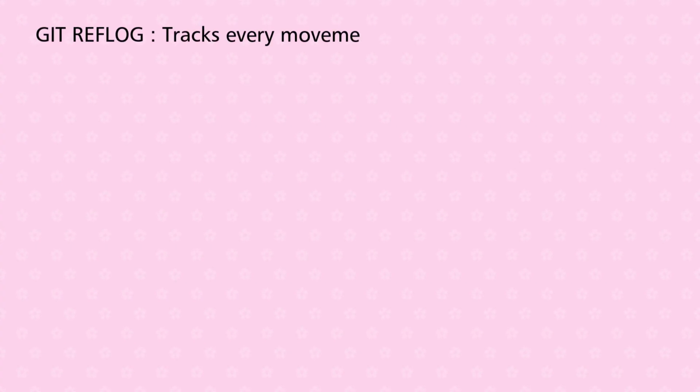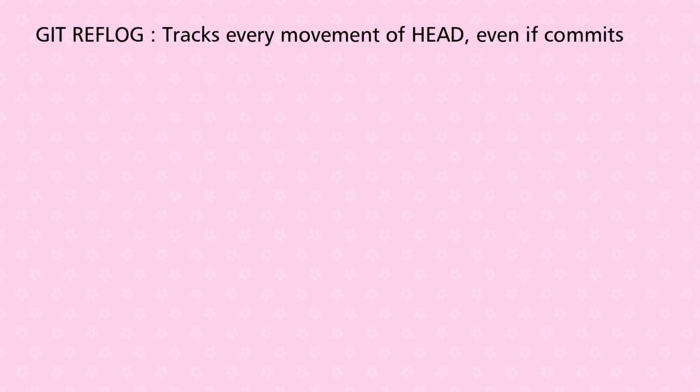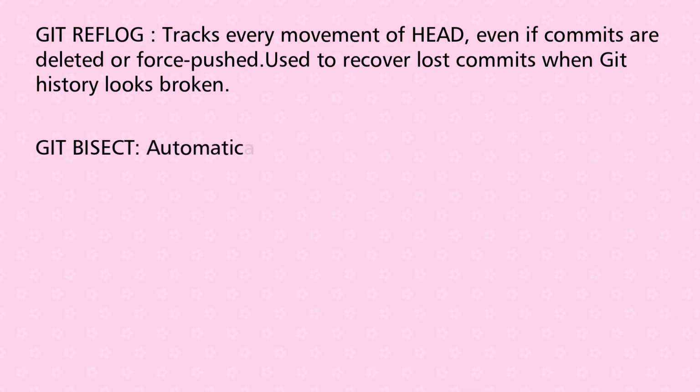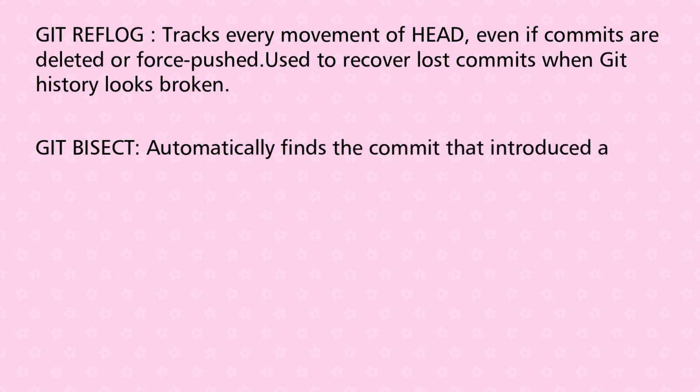So friends, let's summarize our commands. First is git reflog. It tracks every movement of HEAD even if the commits are deleted or force pushed. It is best to use when we need to recover lost commits in the git history. Next, we have git bisect. It automatically finds the commit that introduced a bug using a binary search. It is good when we need to find a bug commit.